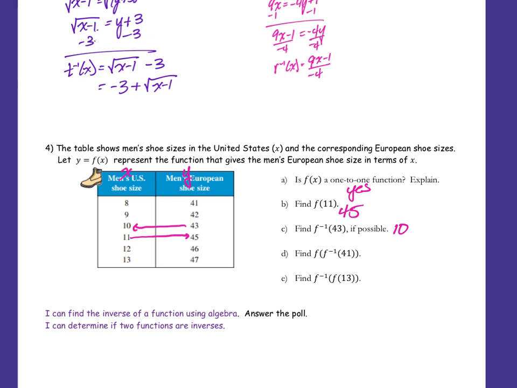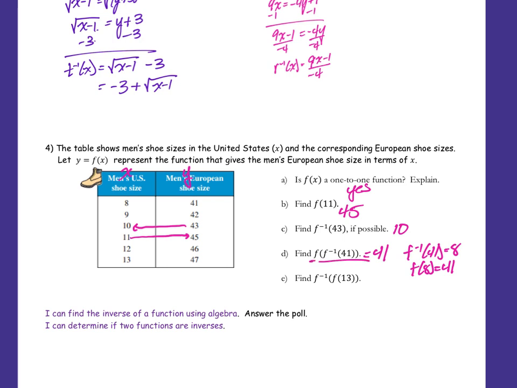8. Nope. F inverse of 41 is 8, but what's f of 8? Got to do two things. Yes, Malia, that is correct. 41. So you said f inverse of 41 was 8, and then I find f of 8, which is 41. Remember, there's two things to do here.